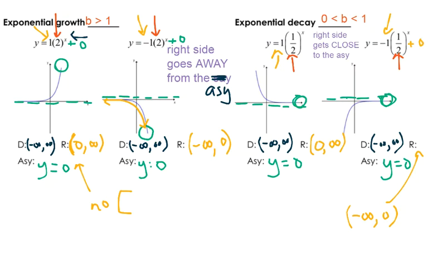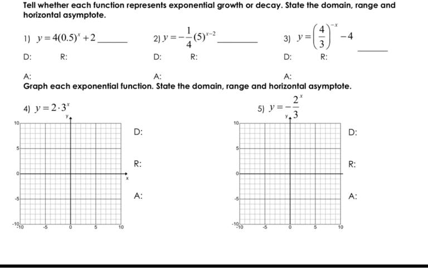Alright, let's actually try some more problems here. We need to determine if each of these functions is representing a growth or a decay. So what you're going to look at is your b value. B is always the number that has the exponent. So in this first one, it's 0.5. 0.5 is between 0 and 1, so that makes this decay. The domain is always going to be negative infinity to infinity.